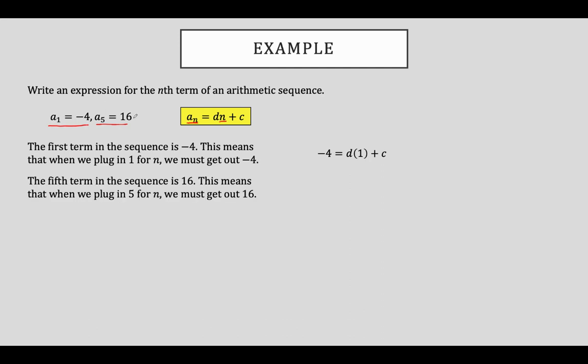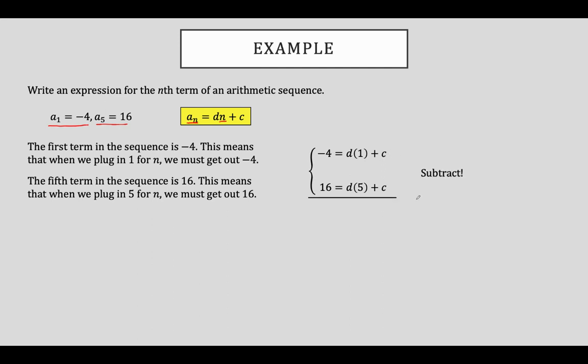What about this second piece of information here? a5 is equal to 16. The fifth term in the sequence is 16. This means that when we plug in 5 for n, we must get out 16. In other words, 16 is equal to d times 5 plus c. And what we created here is a system of equations. The easiest way to solve this system of equations to find out what d and c are is going to be to subtract. Use elimination.